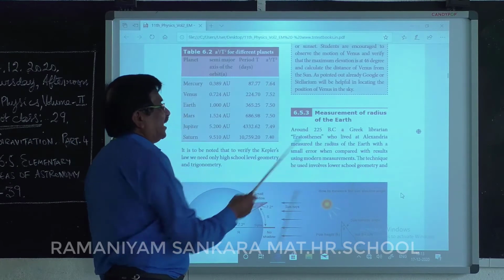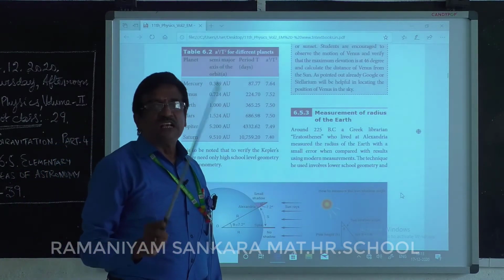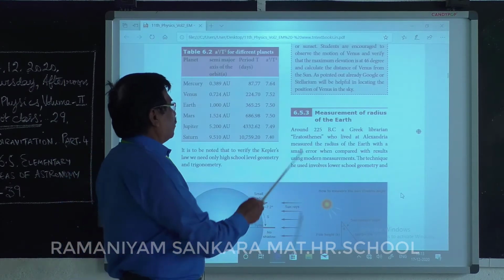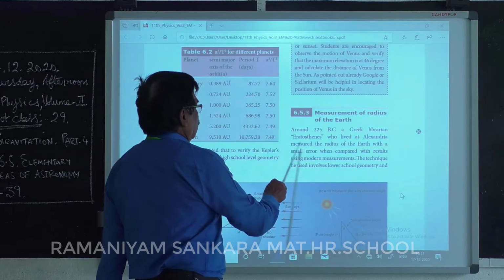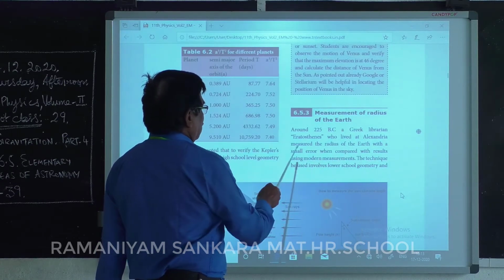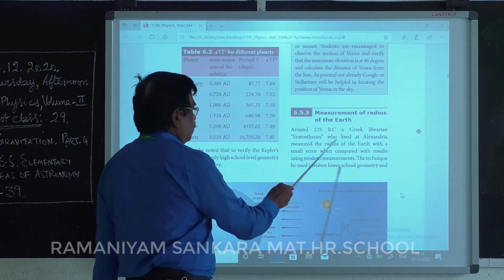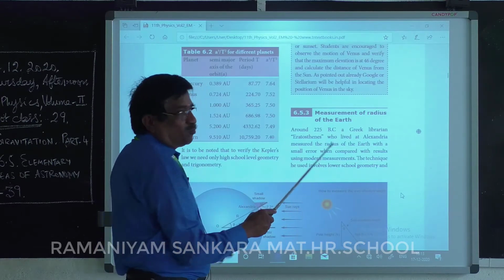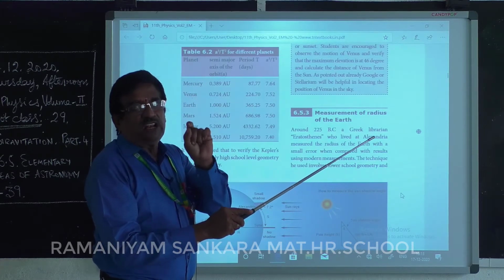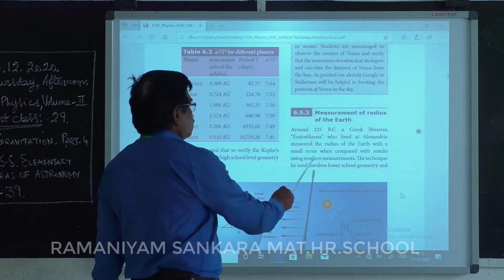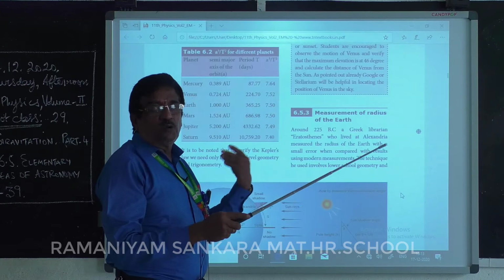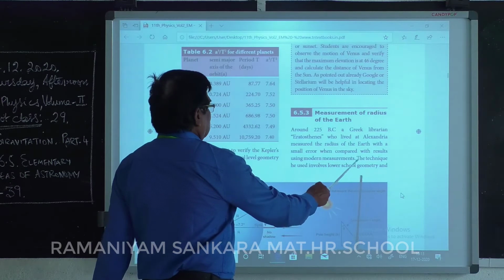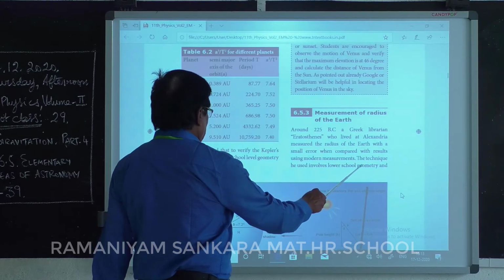How will you measure the radius of the earth? You know, the radius of the earth value is 6,400 kilometer, approximately. So how to find it out? Around 225 BC, a Greek librarian, Eratosthenes, who lived at Alexandria, measured the radius of the earth with a small error. What small error? Not exactly 6,380 kilometer, when compared with the results of modern measurement. Now we have a lot of modern measurements, you can find the radius exactly.